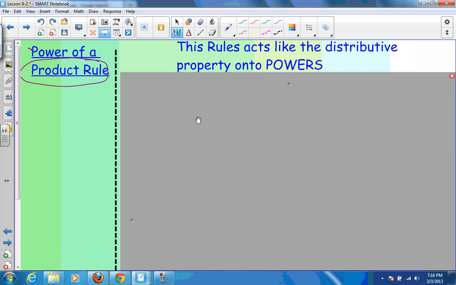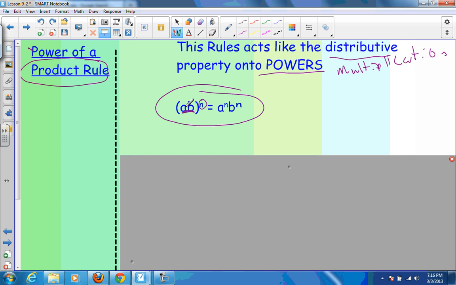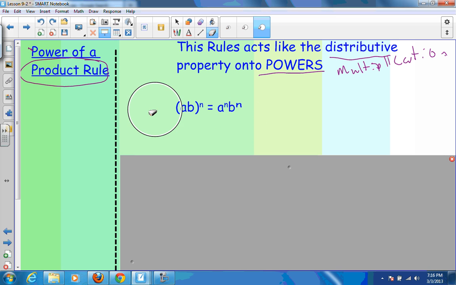All right, so what this says is that this rule acts like the distributive property. It really does, but it's the distributive property for powers, meaning we're using multiplication here, just as if we're using the distributive property. So let's see what this looks like. Okay, if I have, maybe I'll erase this here. I'll go back to my pens.